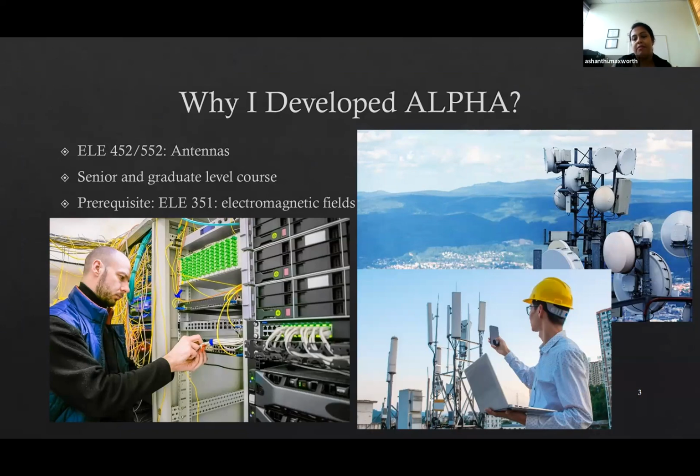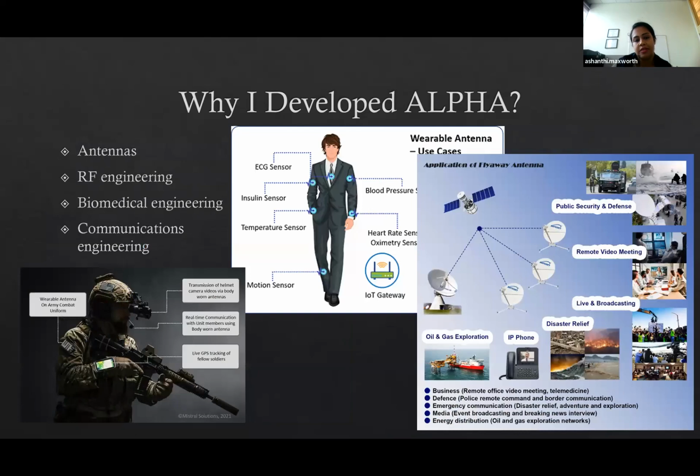So antennas are everywhere. It's a part of communication engineering. It's a part of RF engineering. It's a part of biomedical engineering. And it's a part of every other form of engineering, like robotics and electromechanical engineering. There are different sizes of antennas, different types of antennas, and different materials that people actually make antennas with. So it's now a part of material science as well.